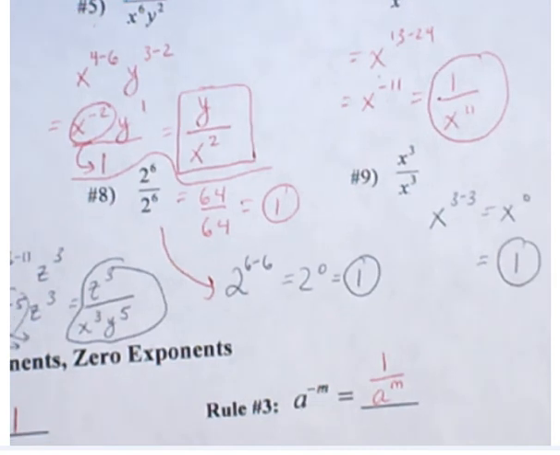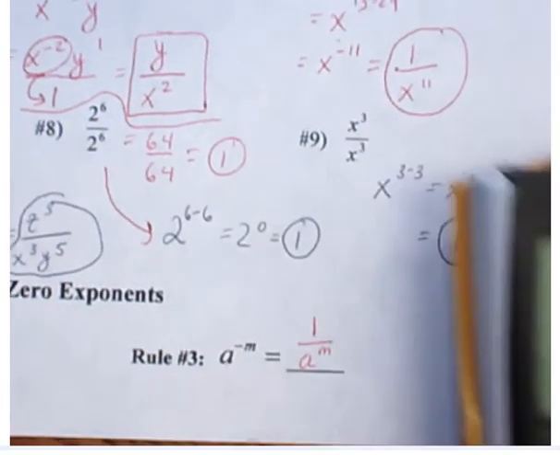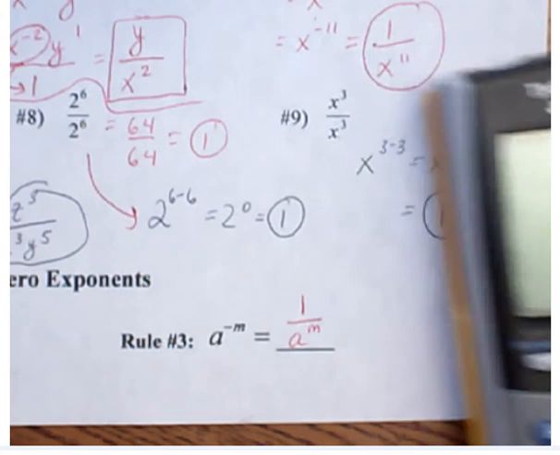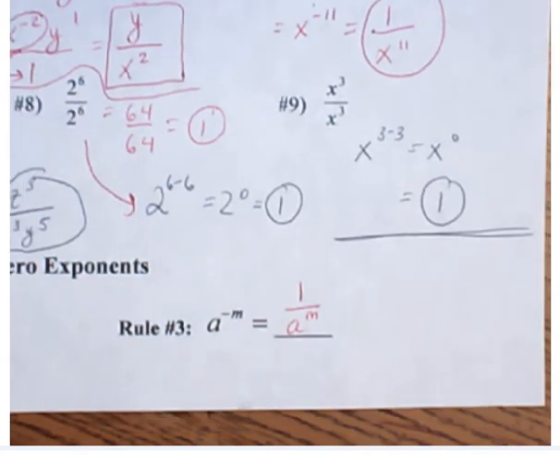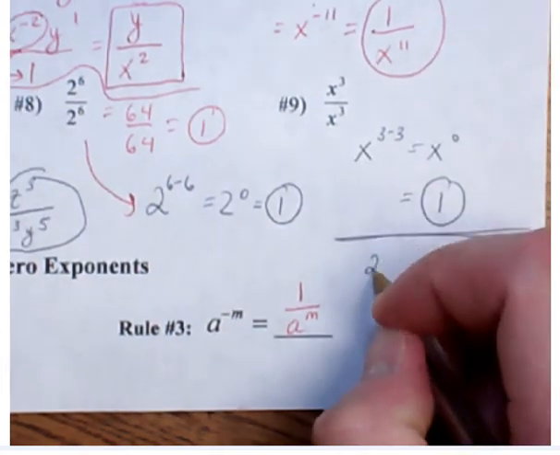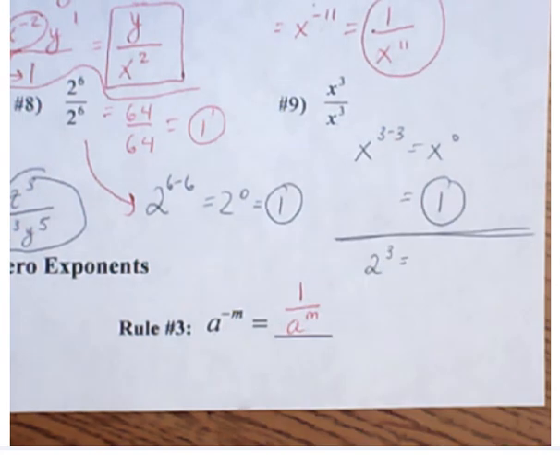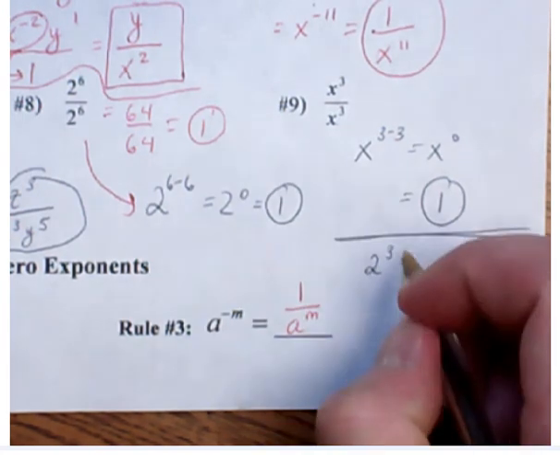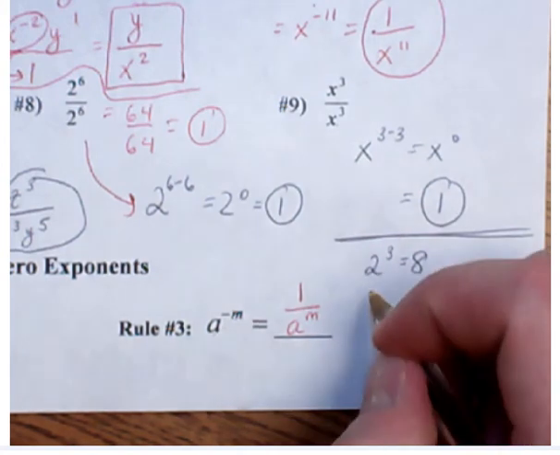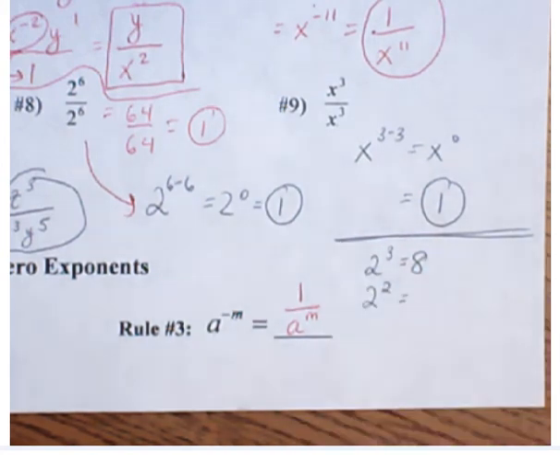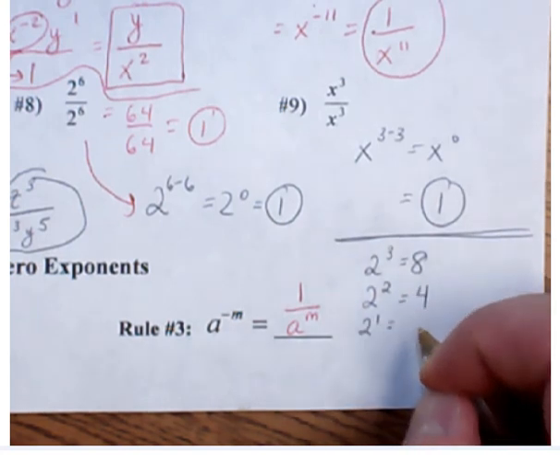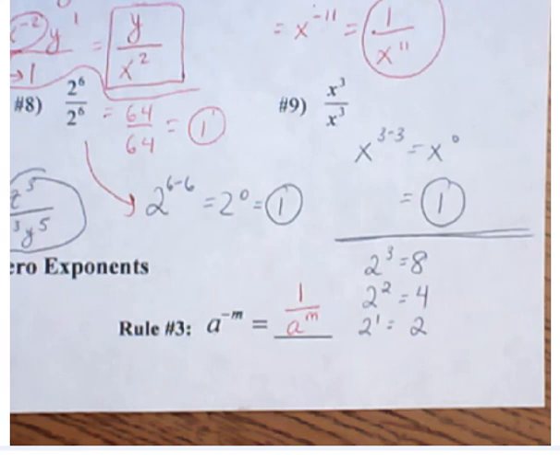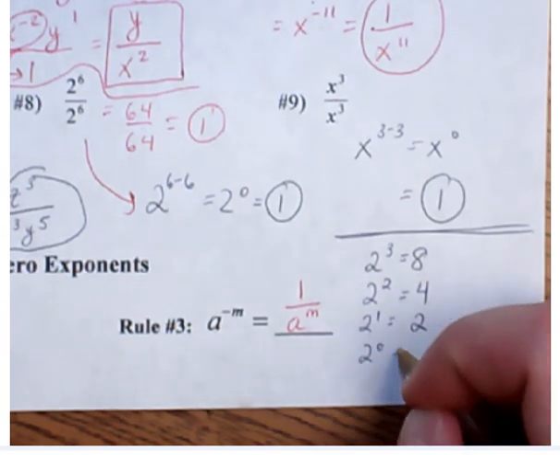Now very quickly, let me also show you why rule number 3 actually works. Well, let's use an example and we're going to look for this pattern here. If I say 2 raised to the 3rd power, it's 2 times 2 times 2, which is 8. 2 raised to the 2nd power, 2 squared is equal to 4. 2 to the 1st is equal to 2. 2 to the 0, we already know is equal to 1.